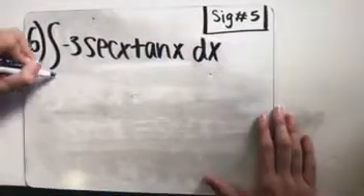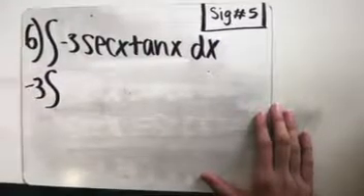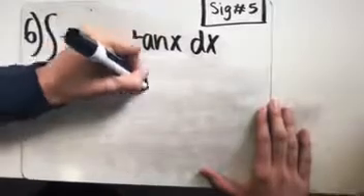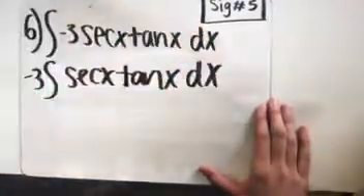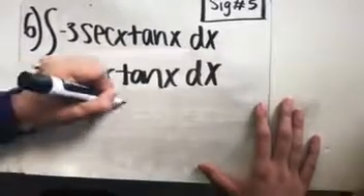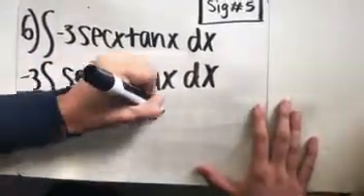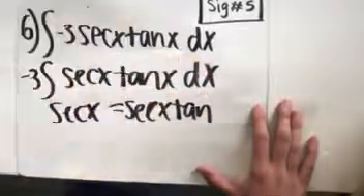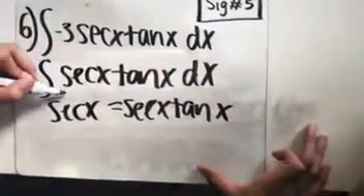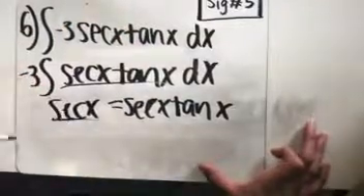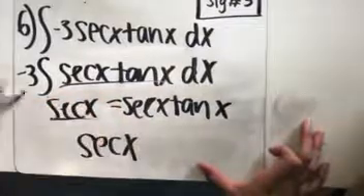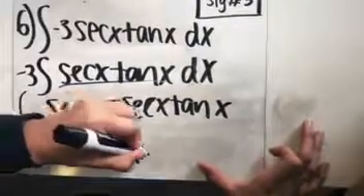Okay, so number 6 is another trig problem. So basically we're going to start off by taking out 3 just to make it simple. Then we'll be left with secant x tan x dx. And if we know our derivatives, then we know that the derivative of secant x equals secant x tan x. So the antiderivative of this is going to equal this. And we'll be left with secant x, and then we bring back the negative 3, and then we add c.